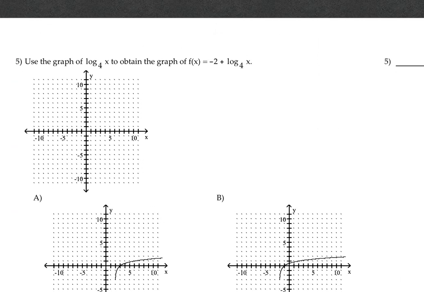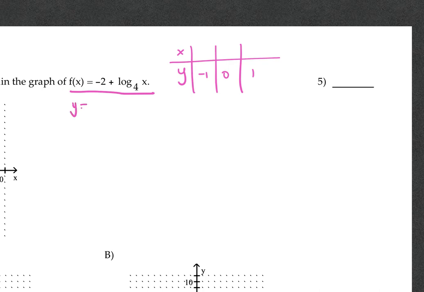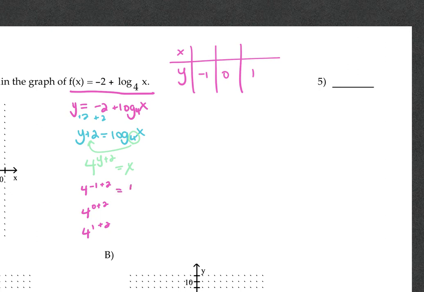Now we're graphing the log. So this says to graph log base 4 of x, but with the logs we're plugging in for y. So I'm going to switch. I'm going to make this y equals negative 2 plus log base 4 of x. Convert it to exponential. I'm going to add the 2 to the other side: y plus 2 equals log base 4 of x. The 4 is going to come over and pick up the y plus 2. And then we plug in. So I plug in negative 1 plus 2, 0 plus 2, and 1 plus 2. I get 4 to the first, which is 4, 4 to the second, which is 16, and 4 to the third, which is 64.